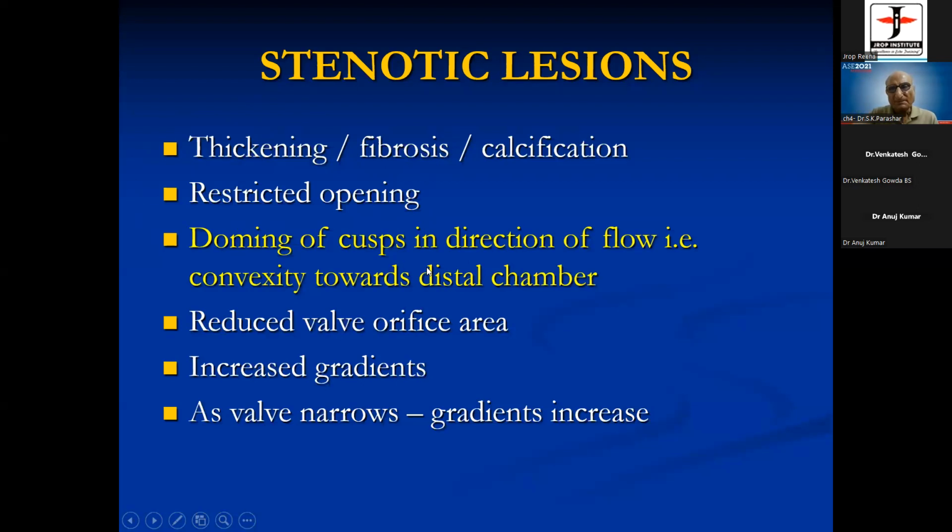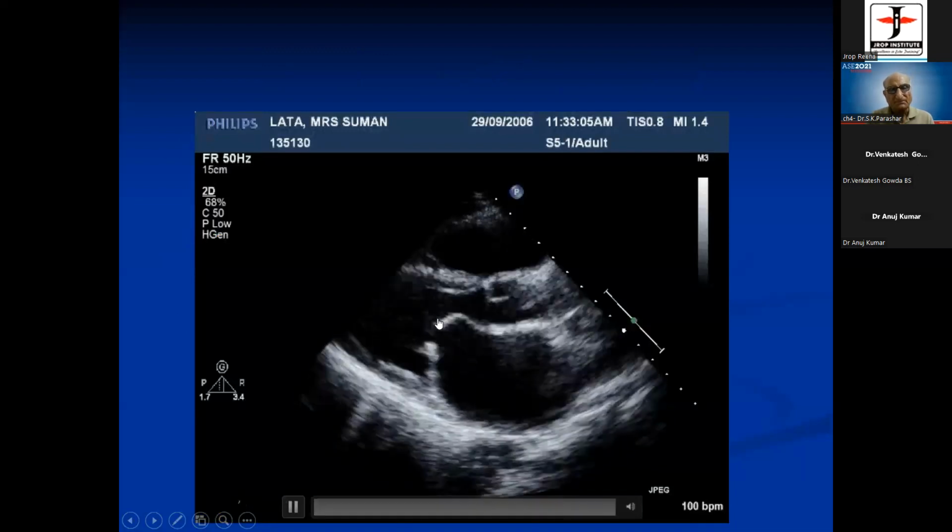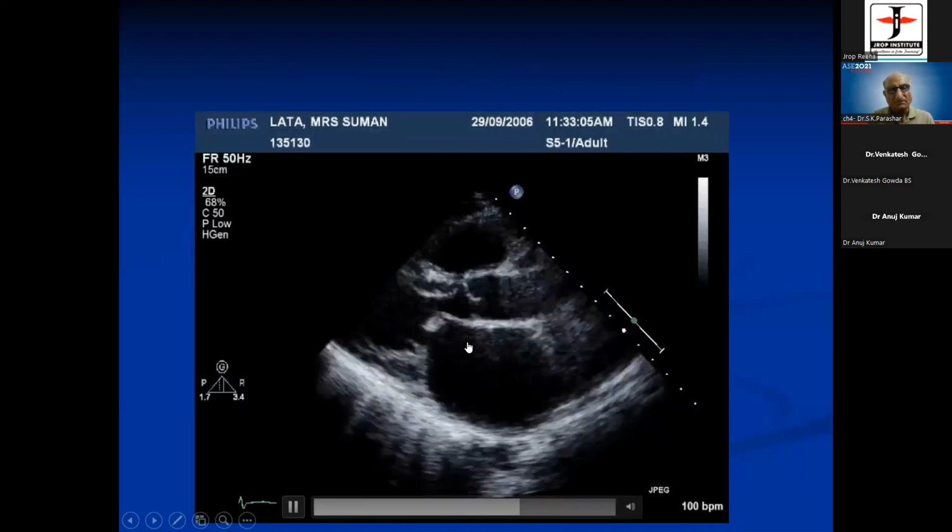A doming like this, it appears like this, and it is with the convexity towards the distal chamber. Doming means like you have seen a dome. A dome is convex on the top, and the convexity is towards the distal chamber. So this is a common thing in all valvular stenotic lesions. For example, here you see this is a mitral valve. You see there is a doming.